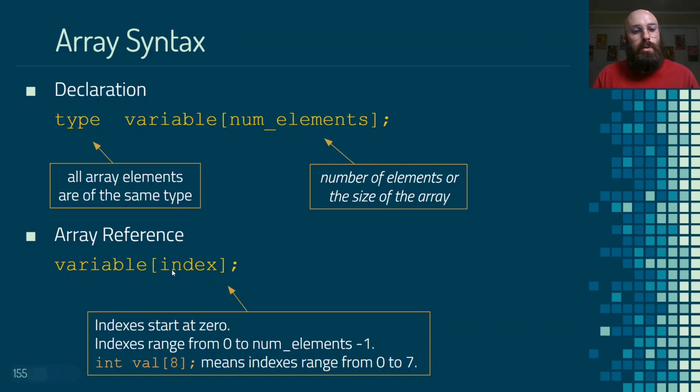And then if we need to refer to one specific value within an array, what we do is we say the variable name, and then inside of here we place the index, where the indexes will start again at position 0 and go all the way up to the total number of elements in the array minus 1. So for some integer array called val, where we define it as size 8, the first index is 0 and the last one would be 7.